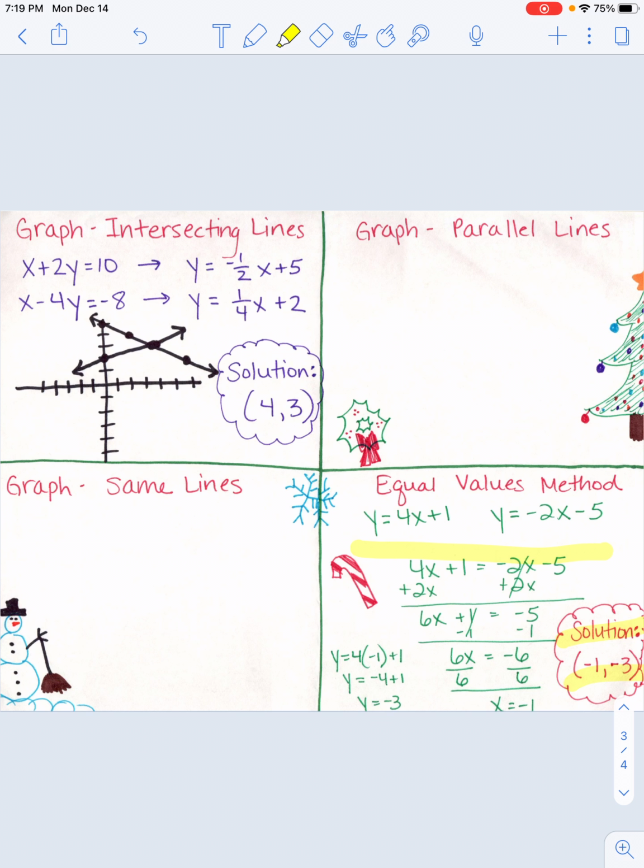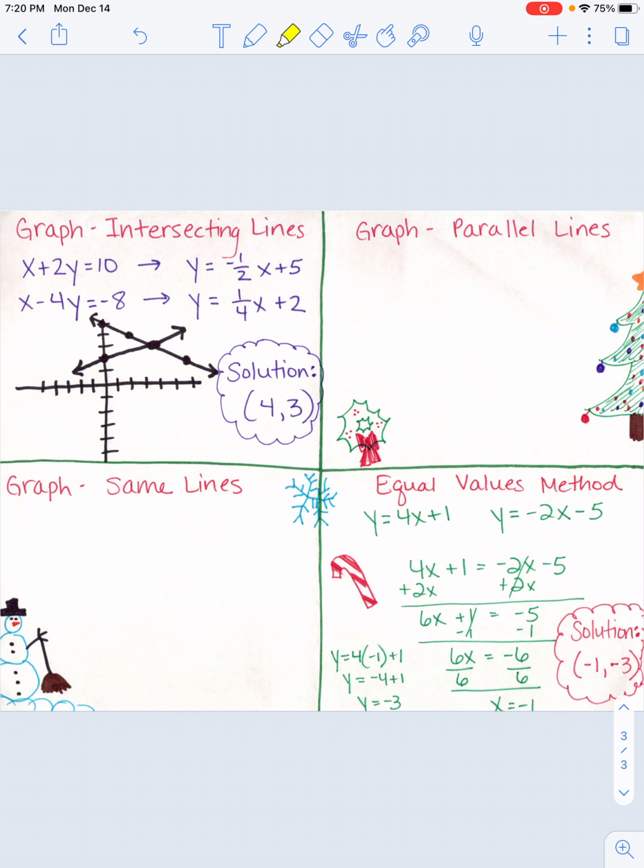Then on the back or another piece of paper, you'll do the last 4 methods, which is substitution and then 3 different elimination methods. And as you can see, I have my little Christmas decorations or winter decorations on here to just kind of make it all colorful and fun. So that would be an example of the front side.